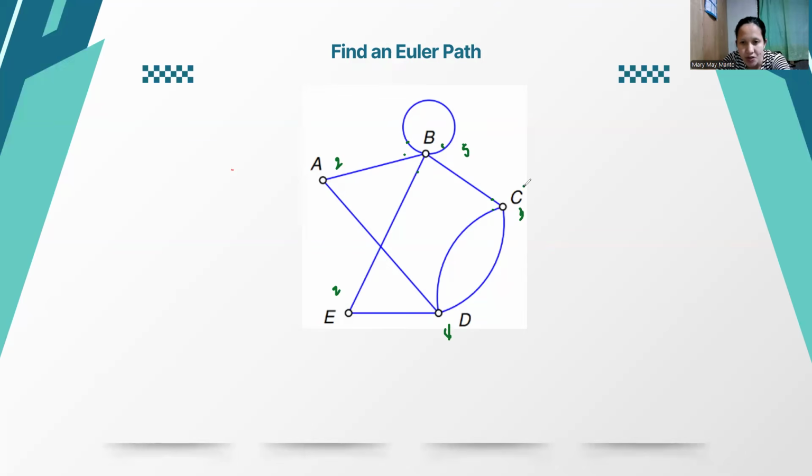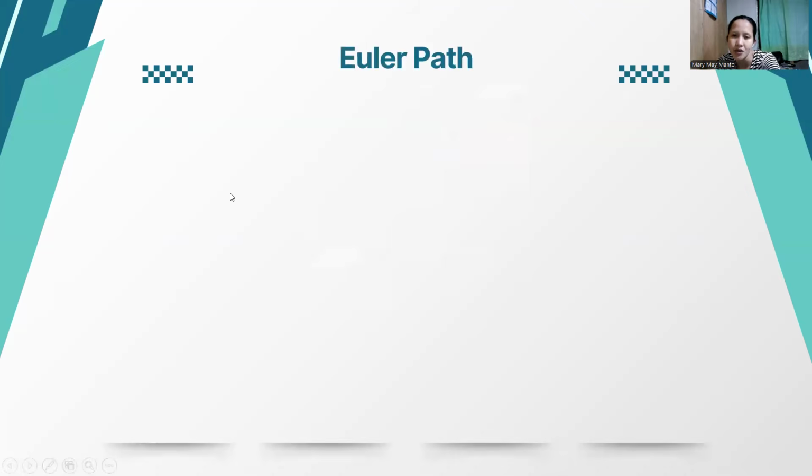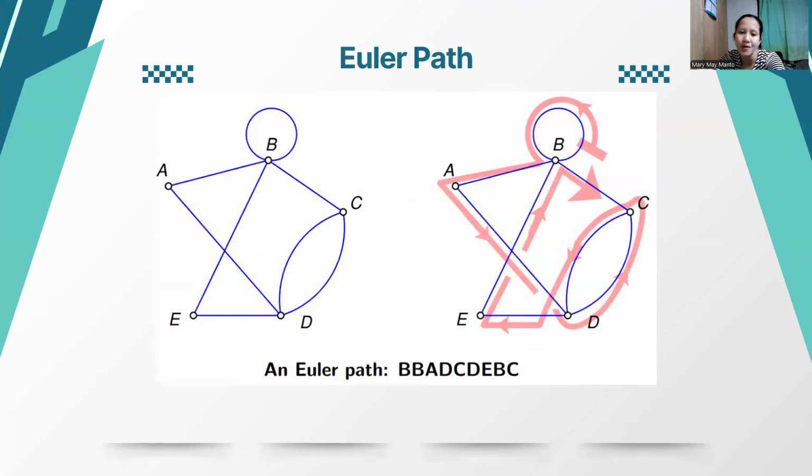So as you can see, there are two vertices that are odd, and these are vertices B and C. Since it satisfies the condition of an Euler path, the given graph has an Euler path. So our task now is to find an Euler path. You can pause the video and try to answer it on your own. Okay. An Euler path is found using this path right here.